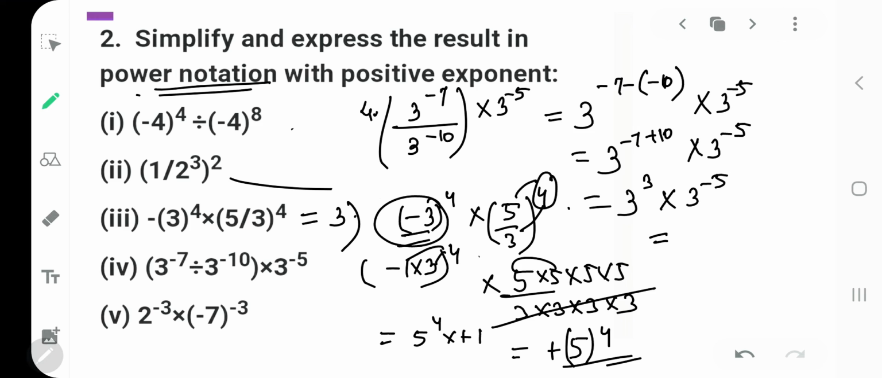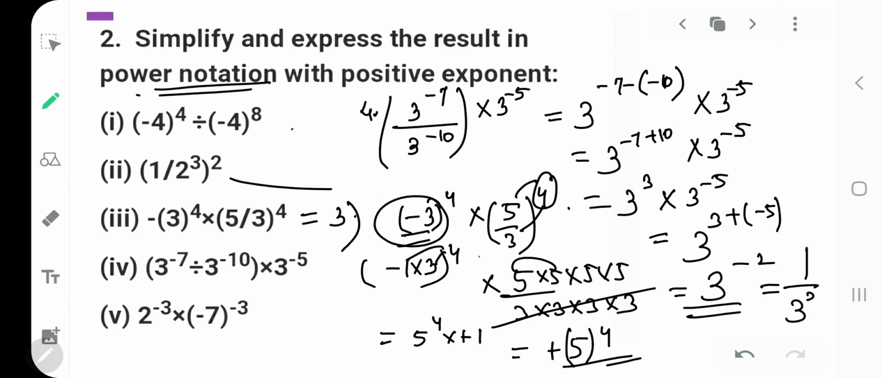Now you have the base in multiplication, so the exponents will be added. So it will be 3 plus minus 5, that will be 3 raised to minus 2. To make this positive exponent, I will reciprocate and write it like this. Is that clear? Okay. Next we have our fifth.